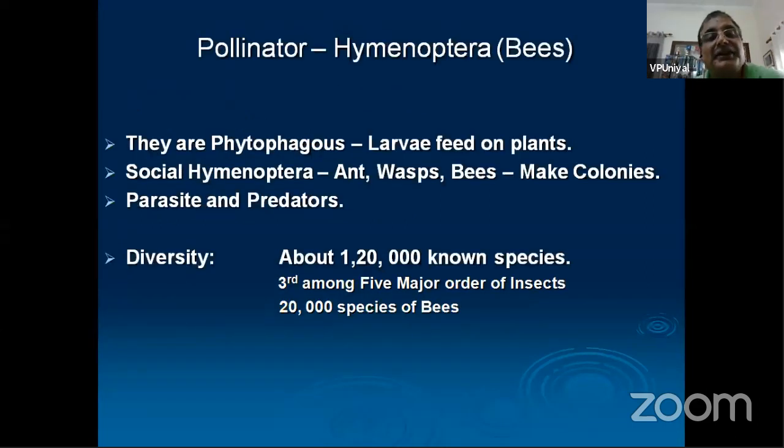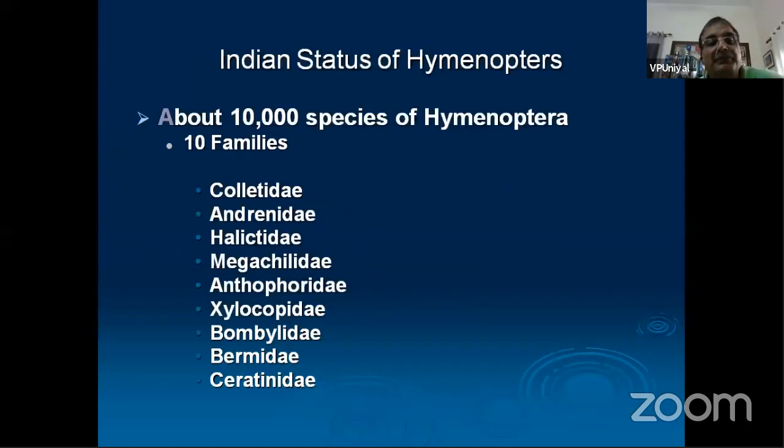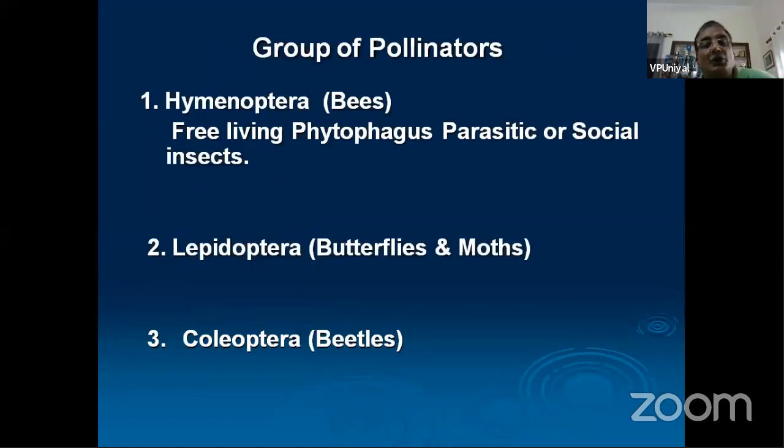Pollinators come mainly in the order Hymenoptera, mainly bees. Hymenopterans include ants, wasps and bees that make colonies, parasites and predators, with over 20,000 species, third among the five major orders of insects. I have already defined the orders, and there are 20,000 species of bees. Some of the important families of bees I'm going to highlight here. Bees are certainly the primary pollinators.